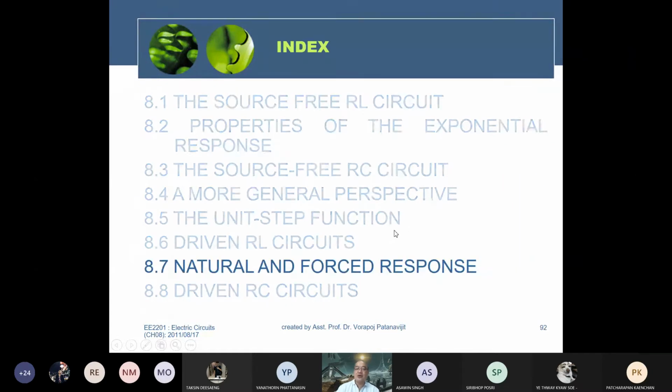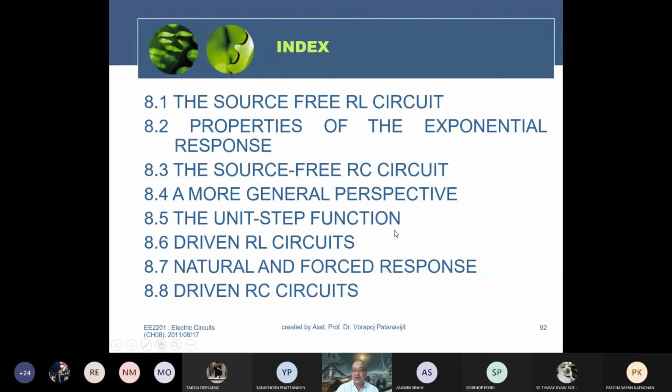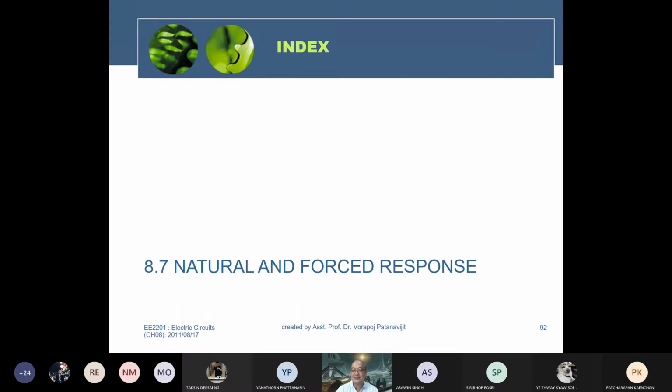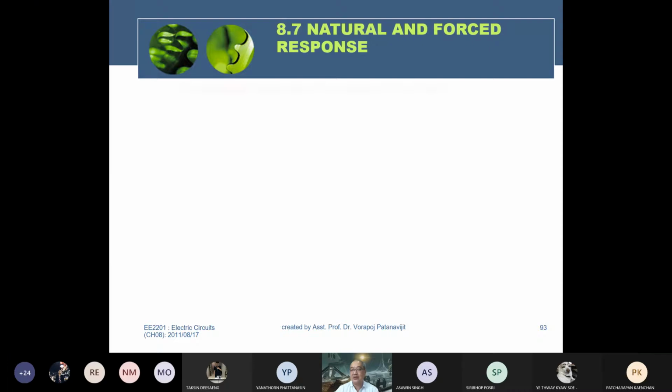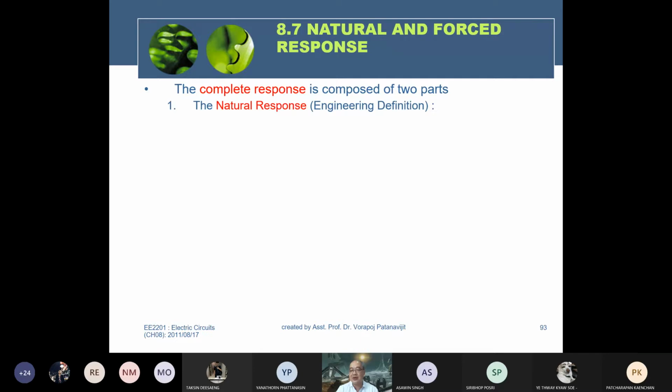Now we go to the last topic in this lecture. We discuss two more topics: the natural response and the forced response in the driven RC circuit. What about the natural response and what about the forced response? The natural response means the response that comes from the circuit when you kill every independent source, such as when we determine the inductor current from the source-free RL circuit or the source-free RC circuit.